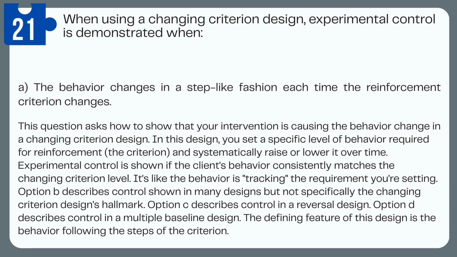Option B describes control shown in many designs, but not specifically the changing criterion design's hallmark. Option C describes control in a reversal design. Option D describes control in a multiple baseline design. The defining feature of this design is the behavior following the steps of the criterion.